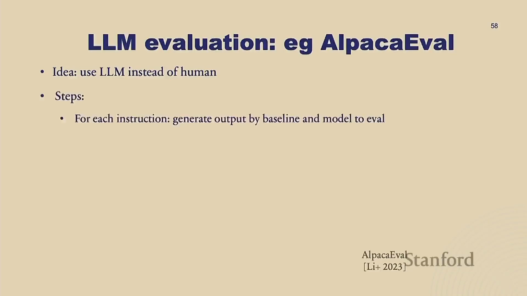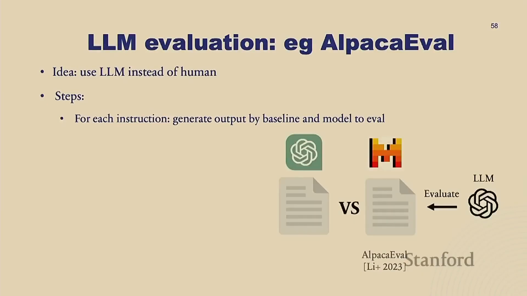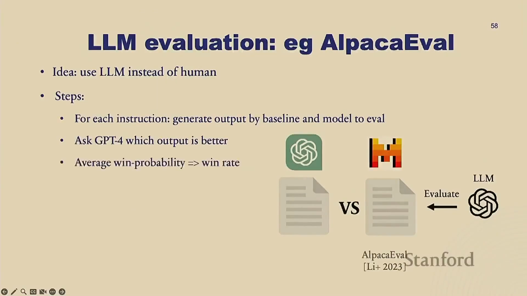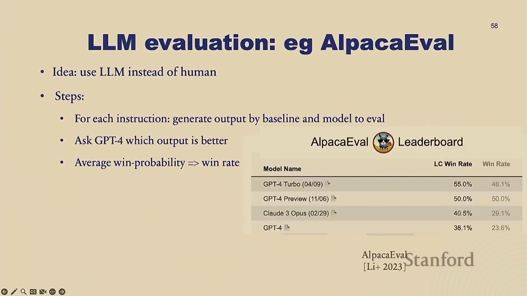The steps: for every instruction, generate outputs by some baseline and the model that you want to evaluate. So here, imagine that I'm comparing an answer from ChatGPT and from Mistral. I'm just asking another model, GPT-4, which one is better, and I average that out over my entire benchmark or data set. That gives me a win rate, so a win probability for one model compared to another one, and now you can rank models. And this is the AlpacaEval leaderboard.